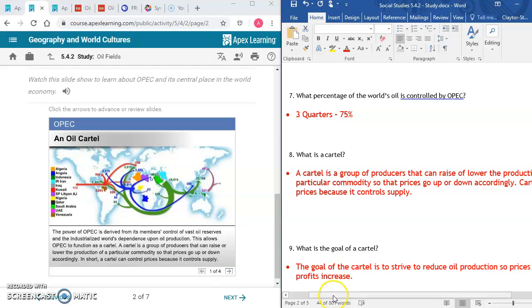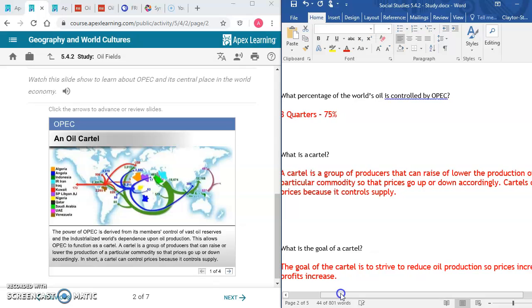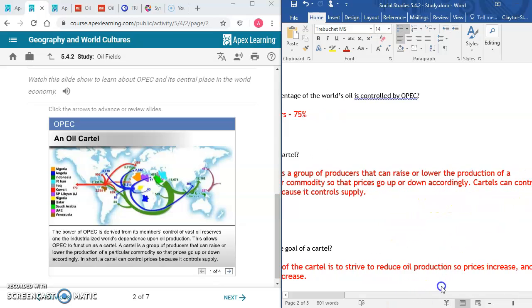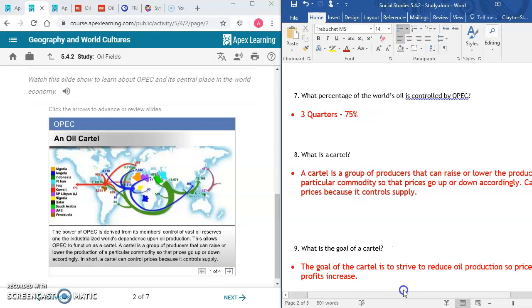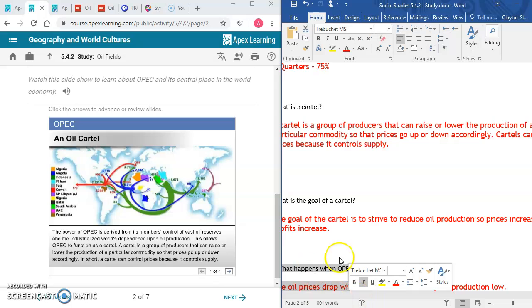And again, on this side, you see it right here, number 8. Our cartel is a group of producers that can raise or lower the production of a particular commodity so that prices go up or down accordingly. Cartels can control prices because they control supply. Okay, we have until number 13.